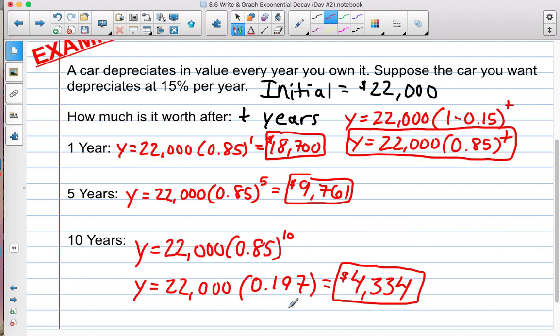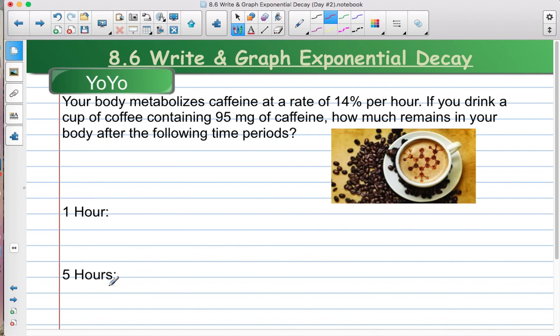Your chance then to use this same idea in a different context. On your whiteboards, last question of the day is a metabolism question. Your body metabolizes caffeine. That means it eats it up, caffeine at a rate of 14% per hour.